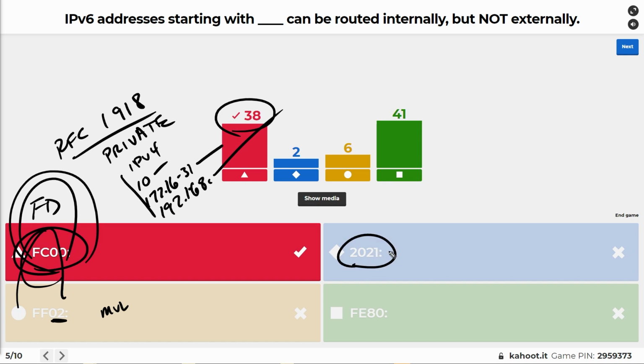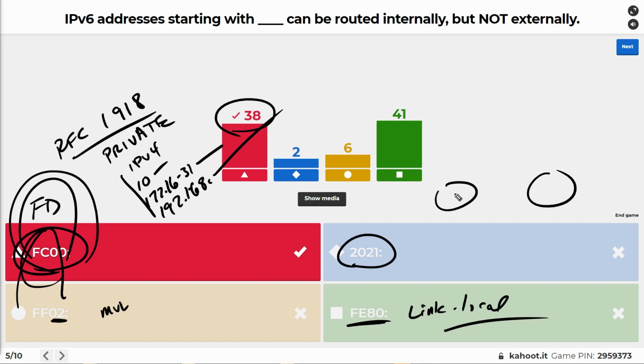And this is a global address, which can be routed internally and externally. That's why it's not correct. And the green one, FE80, is a link local address. It's only good between, let's say this is router 1, router 2, and we've got a switch here, and 48 hosts sitting here. Link local is only good in the VLAN, in that domain, that network. That's the only place it's good. Can't be used anywhere else.